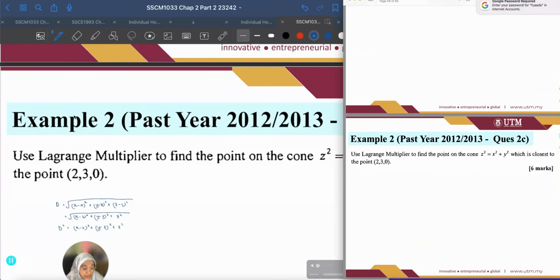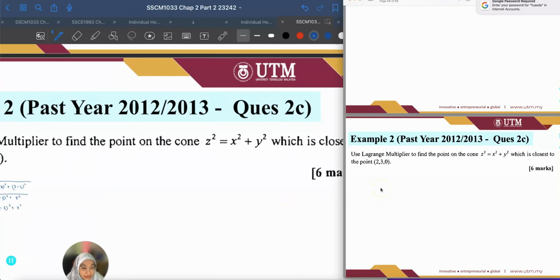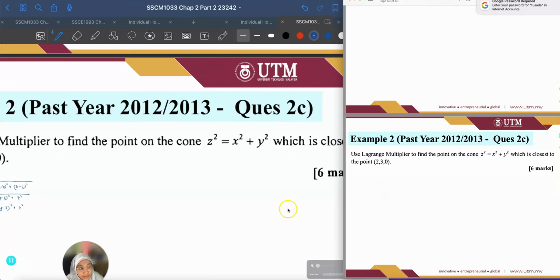Okay, so in this instruction, they don't mention the max and min. But when we look at the instruction, they have the word closest, which is the shortest, which is the minimum value, right? So that is the objective. Okay, we want to find the minimum value, which is represented by the shortest distance. So that is the outcome.